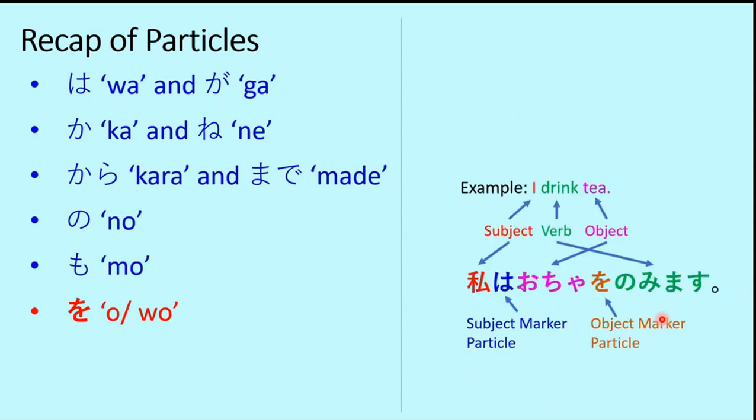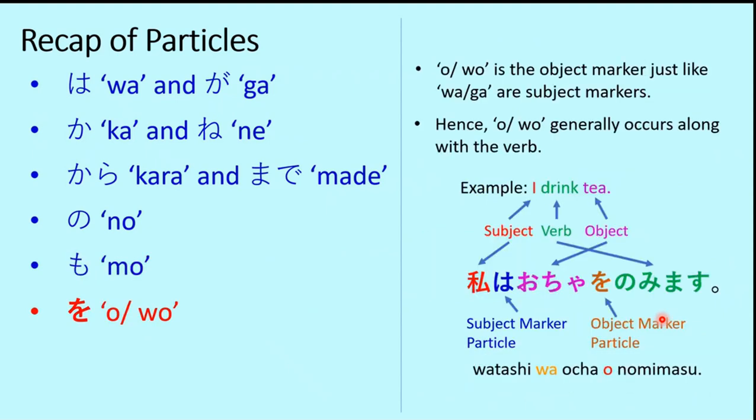And finally, we have the o particle. O or wo is the object marker, just like wa and ga are subject or topic markers. So this o particle generally occurs along with the verb. A quick example is I drink tea, where I is the subject or the topic, drink is the verb, and tea is the object. So it will be written in Japanese as watashi wa ocha o nomimasu.